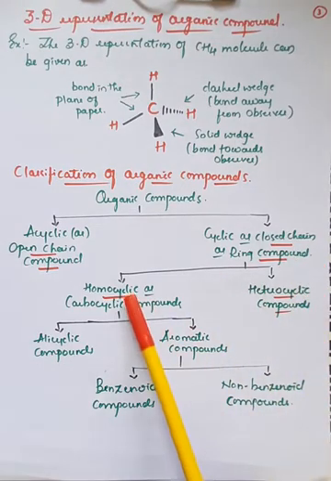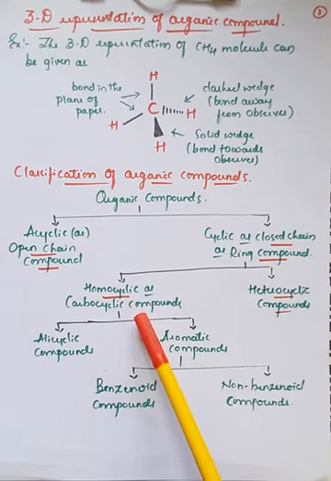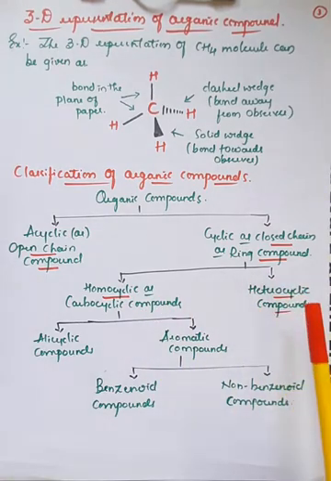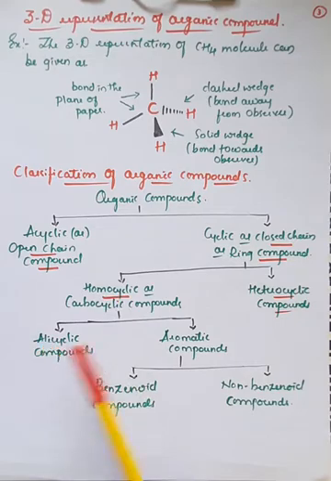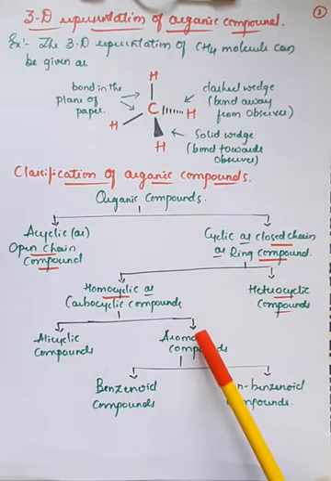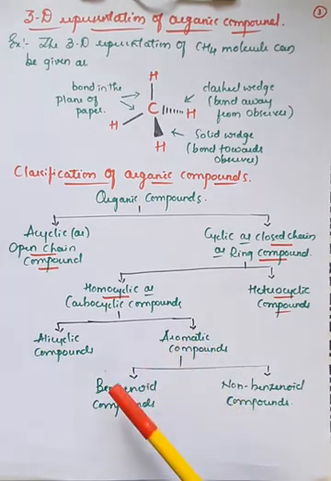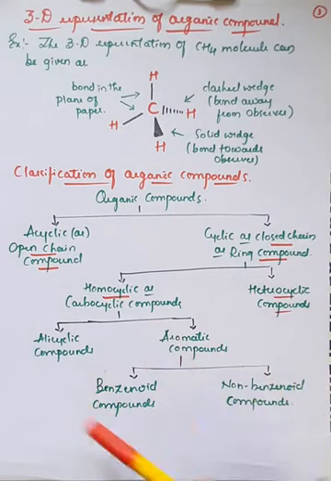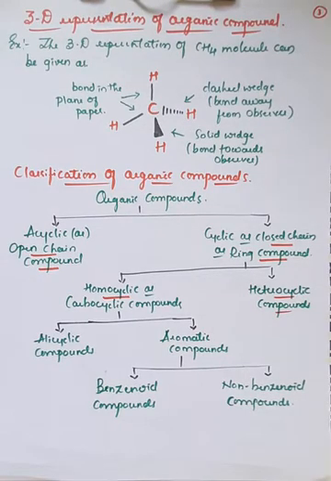One is homocyclic, or you can also call it carbocyclic compounds, and the second type is called heterocyclic compounds. Homocyclic is further divided into 2. One is alicyclic, the second one is aromatic, and aromatic is further divided into benzenoid as well as non-benzenoid, right? So these are some of the classifications of the organic compounds. As we go through the different definitions of these different classifications, you will clearly understand how to name or how to identify in which class the compound exists.